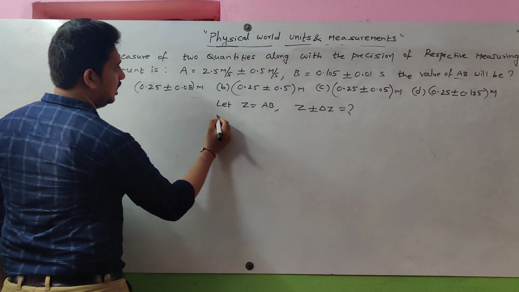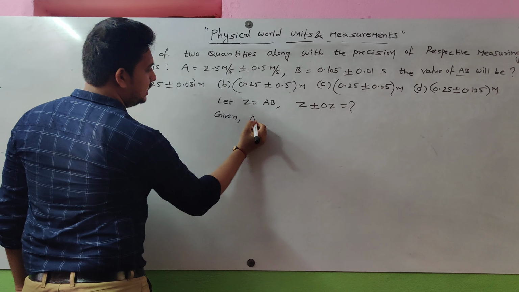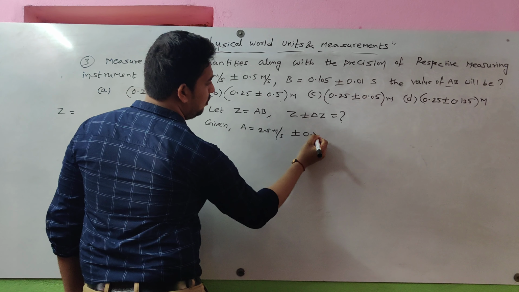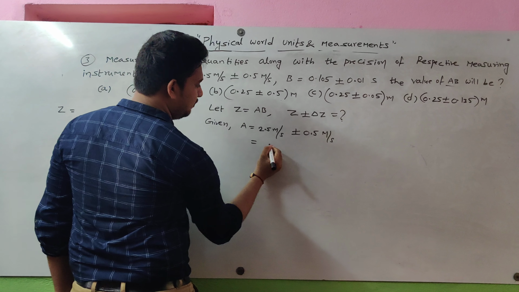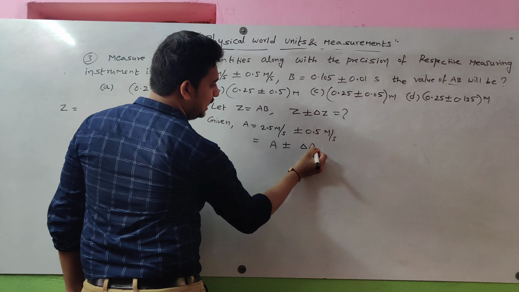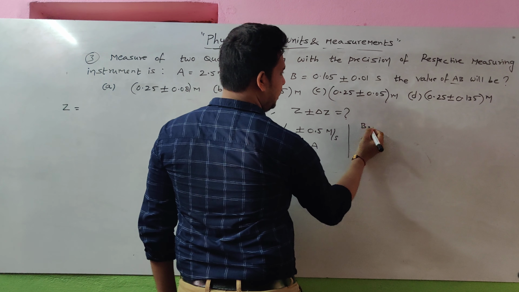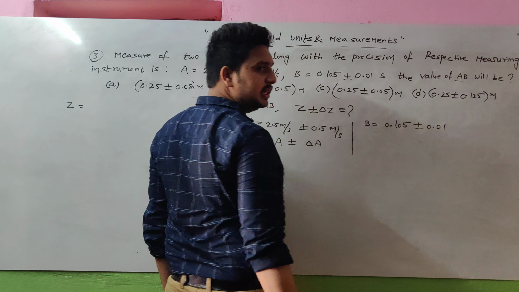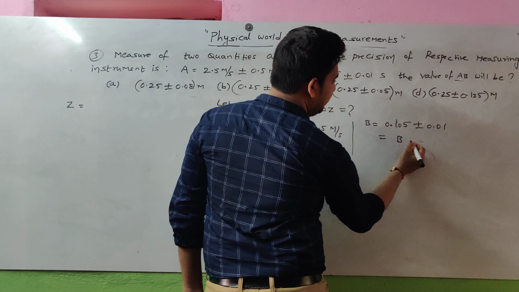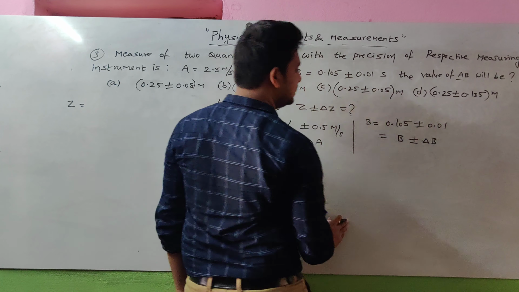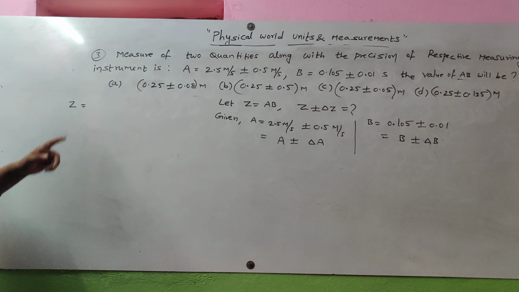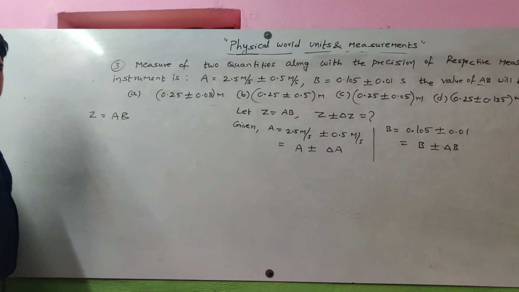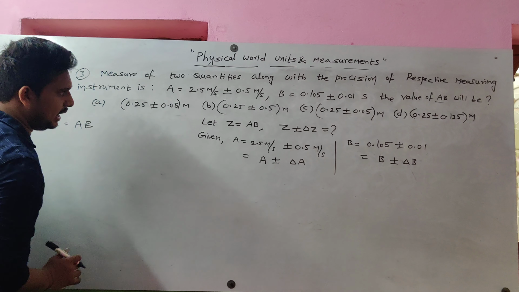So already given A is equal to 2.5 meter per second plus or minus 0.5 meter per second. This is written in the form of A plus or minus delta A. B is given 0.105 plus or minus 0.01, that means B plus or minus delta B. So now Z is equal to AB, first we need to find.